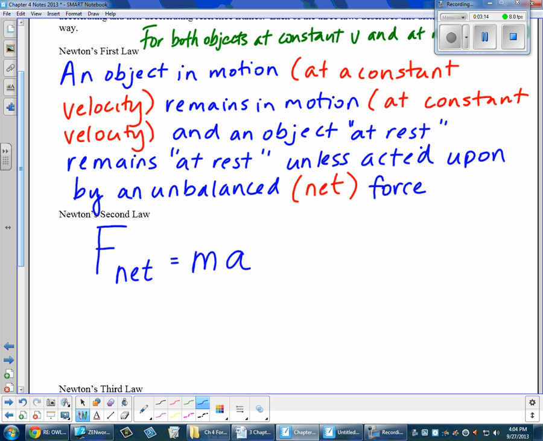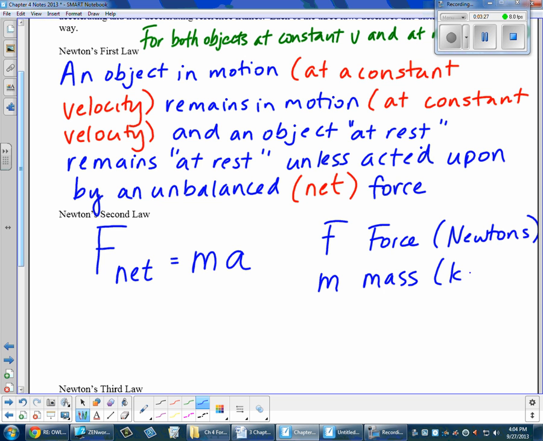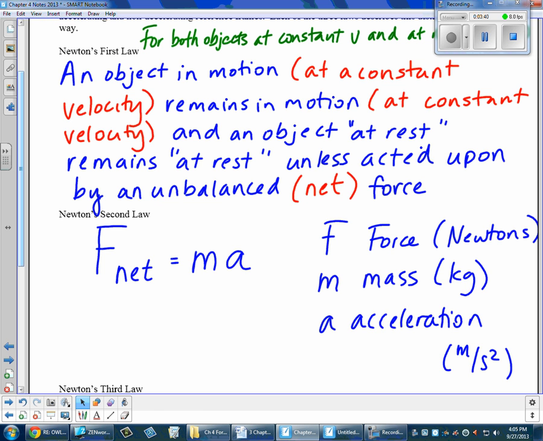A reminder that in this class, F stands for force, and it's measured in newtons. M stands for mass, and it's measured in kilograms. And A stands for acceleration, and it's measured in meters per second squared. This is a pretty simple formula, but it's a very powerful one because it describes the acceleration that occurs when a net force is applied to an object of a given mass.